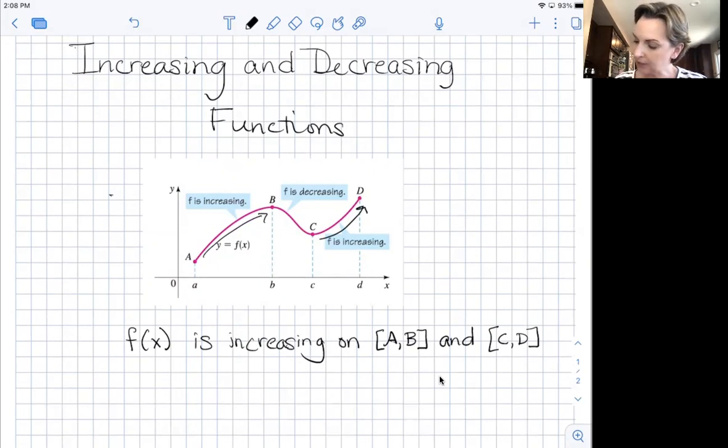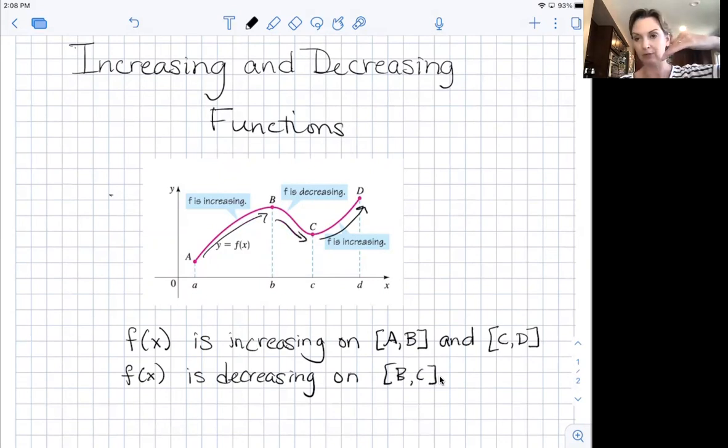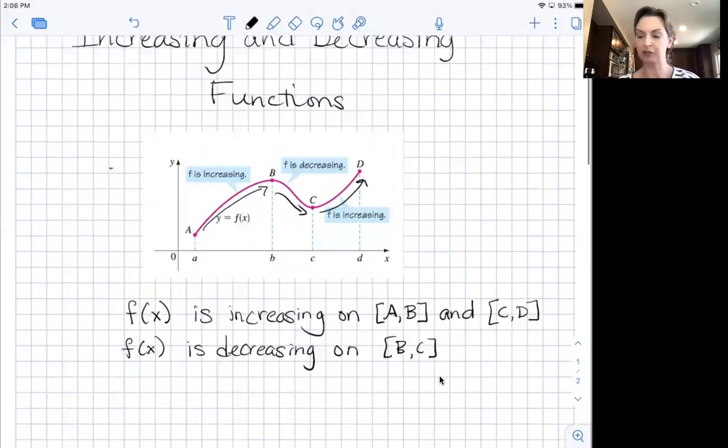And then we can describe that function as decreasing on the interval from B to C. This interval in the middle, where the value of y, or the function, is going down, is the interval it's decreasing on. So now we've described the whole function. It's a combination of increasing and decreasing intervals.